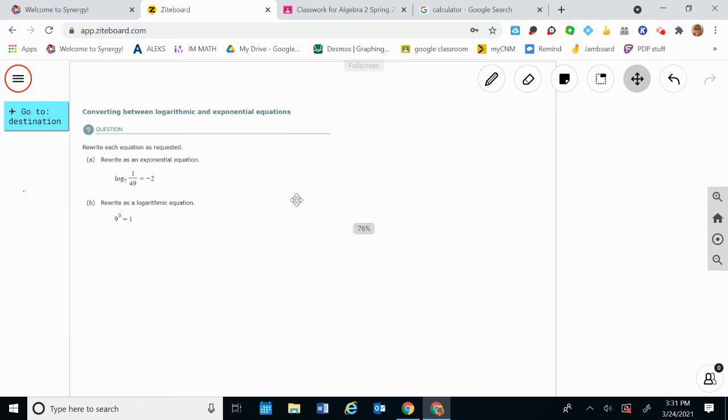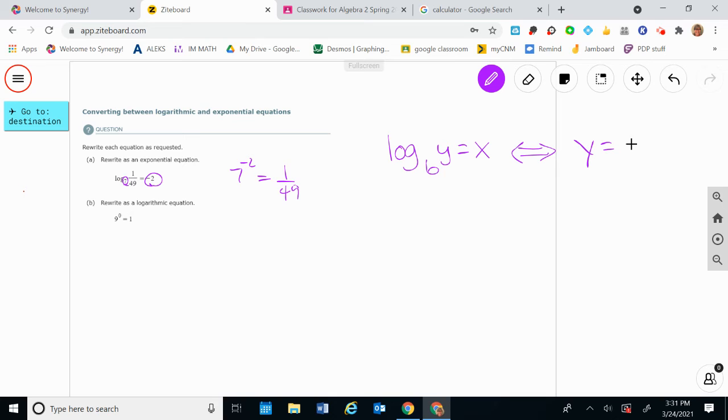Here's one more. Okay, so this one, you want to go to exponential. So that's the base, that's the exponent, equals 1/49 again. And I recommend you write this until you get it. Log base b of y equals x goes back and forth to y is equal to b to the x. Those two are interchangeable. So if you need to, write this down so you always know where to go.